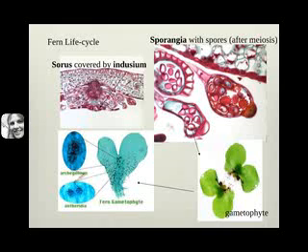Just like the mosses, the sperm is chemotactically attracted to the egg. So the sperm will swim to the egg and produce the new zygote, the 2N zygote, that will become the next sporophyte diploid generation.